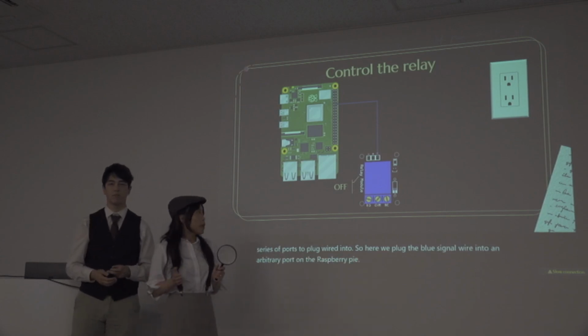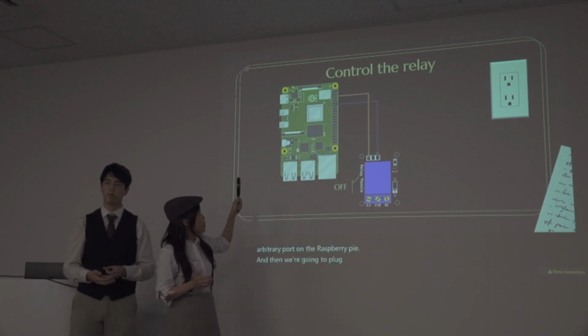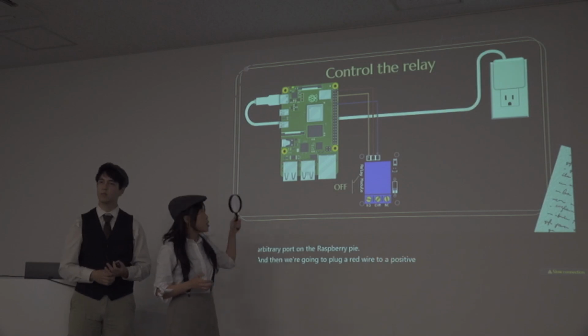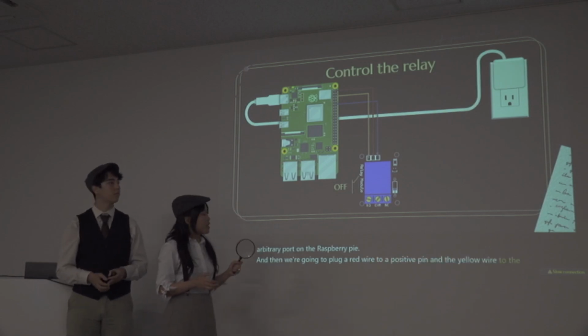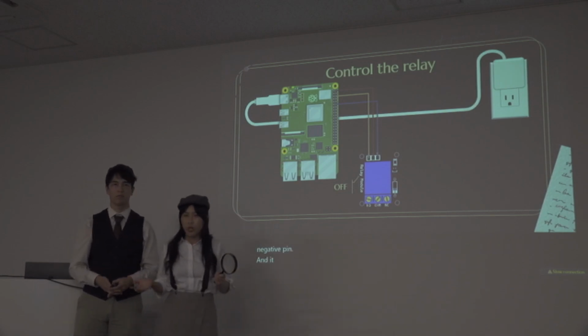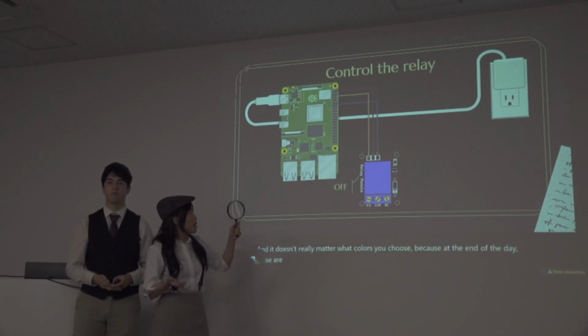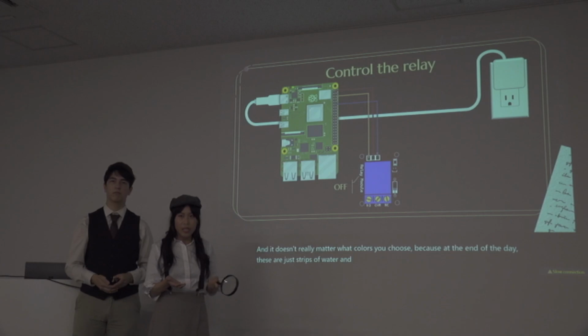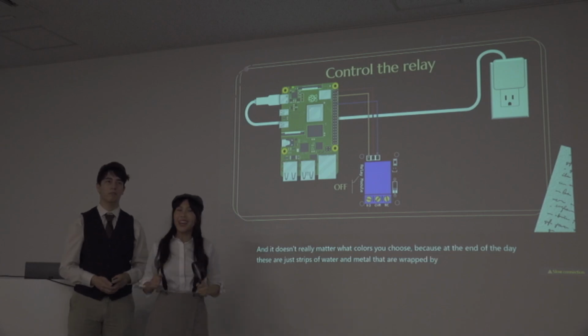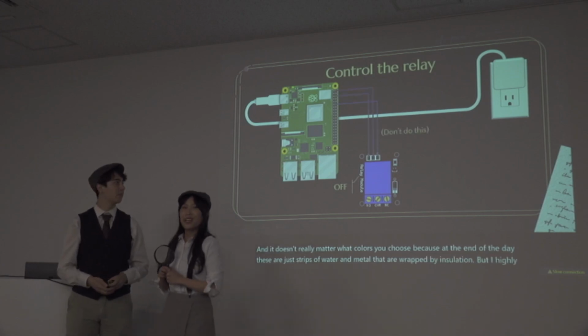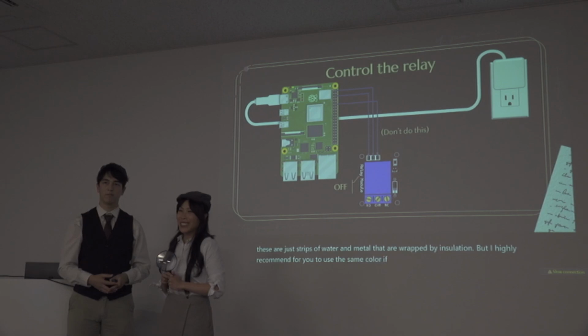And then we're going to plug a red wire to a positive pin and a yellow wire to the negative pin. And it doesn't really matter what colors you choose, because at the end of the day, these are just strips of wire and metal that are wrapped by insulation. But I highly recommend for you to use the same colors if you're into the good puzzle.